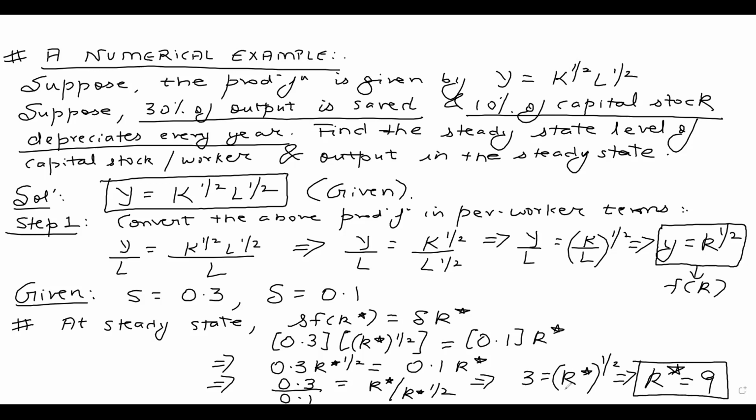So once I've got k star, can I find output? What will my output be? Output per worker will be what? So therefore, y star will be k star to the power half, which will be 9 to the power half, which will be 3.